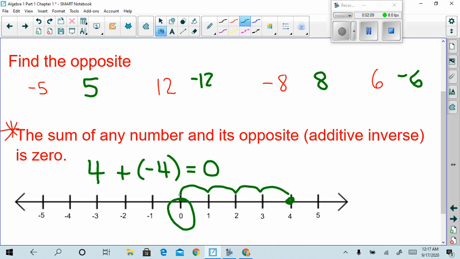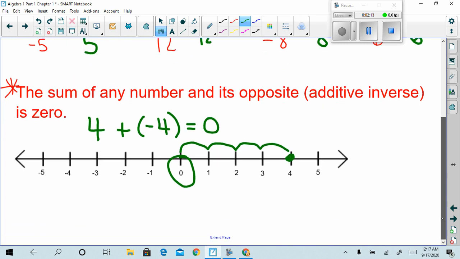So that's what I'm referring to when I talk about taking a number plus its opposite. Once again, if I start with a number, and let's say I start with negative 2. If I add to negative 2 its opposite, which is positive 2, once again, the sum of a number and its opposite is 0.